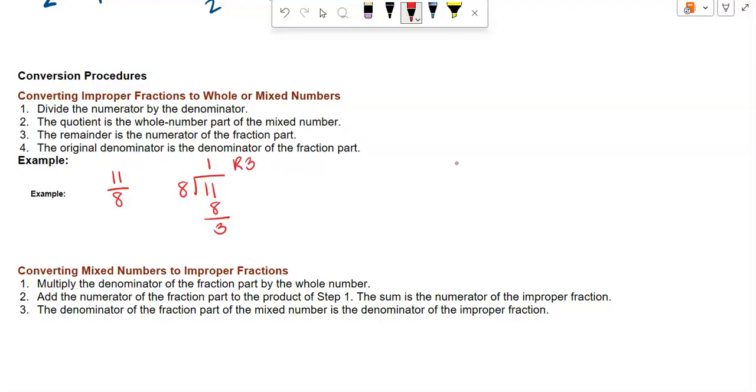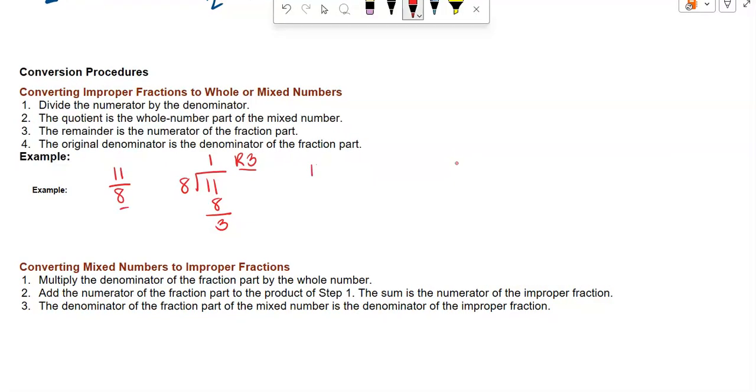So step 2 says that the quotient is the whole number part of the mixed number. And so 11/8 is the same as, and I'm going to take the quotient, which is 1. That's going to be the whole number. Step 3 says the remainder is the numerator. So remember, remainder was 3. And then finally, step 4 says the original denominator is the denominator of the fraction part. So 11/8 is the same as 1 3/8.